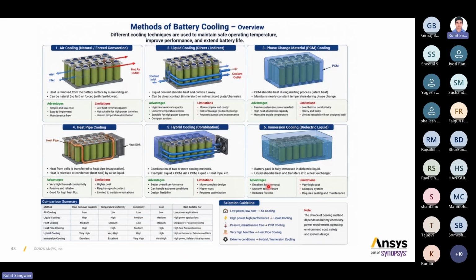So what are the selection guidelines? If I have low power, or I require low cost, I can go with air cooling. When I have high power and high performance requirements, I can go with liquid cooling. When I require maintenance-free, not that high but passive cooling, where the function is sometimes turning off and sometimes turning on, PCM cooling is the best. When we have very high heat flux, we have to use heat pipe cooling. And when it is running in extreme conditions, we can use hybrid or immersion cooling, just like we have seen in previous slides.